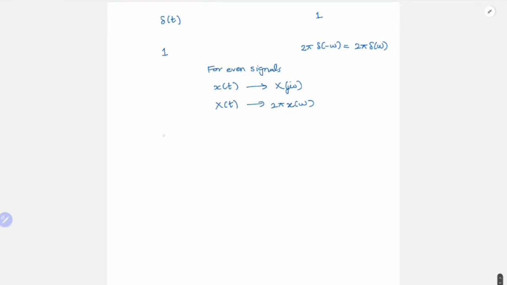Okay. And for the periodic square wave, what do we have? X of t equal to, sorry, not periodic.